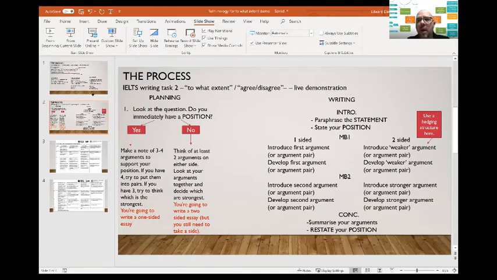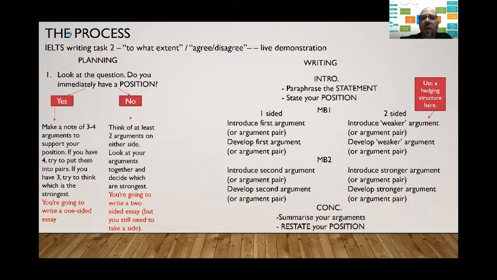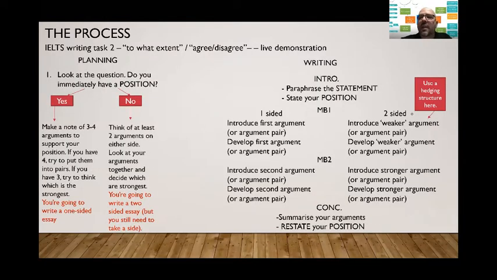Okay, when you come into doing the writing, we've got a one-sided essay or a two-sided essay. The essay that I've written in my demonstration is a two-sided. I deliberately chose a question that I didn't have strong feelings about. So you'll see that I begin by introducing the weaker argument, the opposite side from my own.